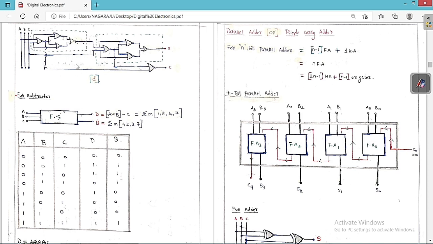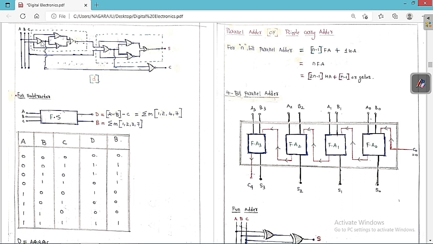Suppose you want to build the full adder only in terms of NOR gates. Here there is basically one half adder, another half adder, and another NOR gate. So basically you are going to get the same result. S is equal to A XOR B XOR C, and C is equal to AB plus BC plus CA. So this is also one way of executing the full adder.